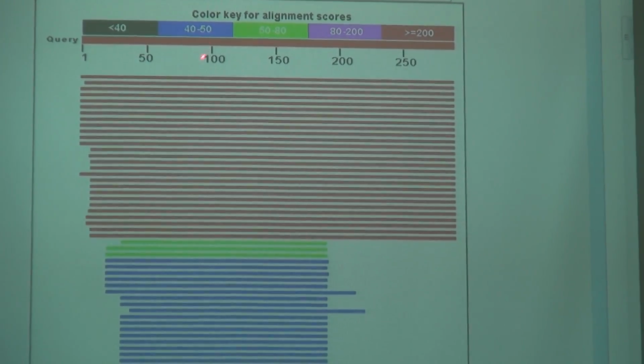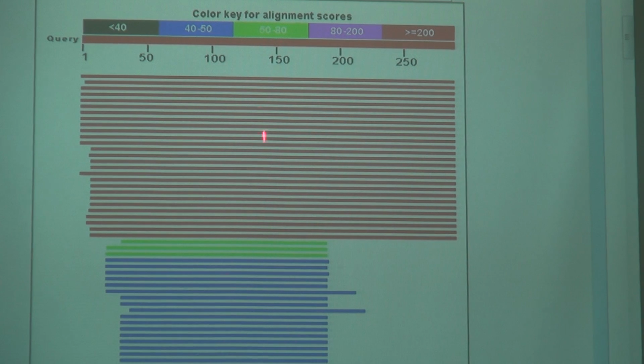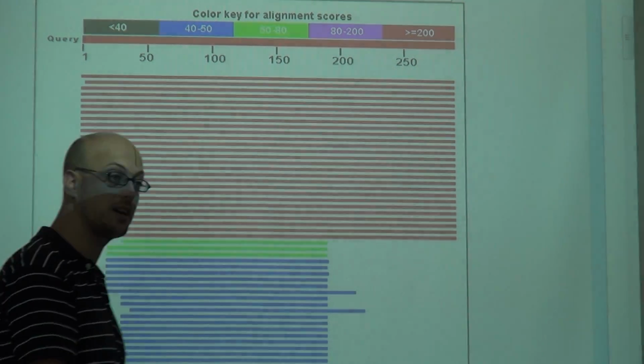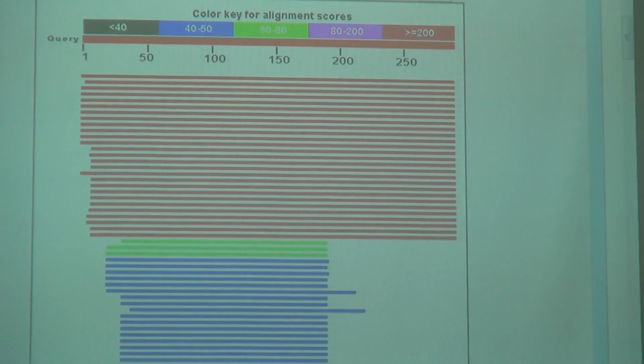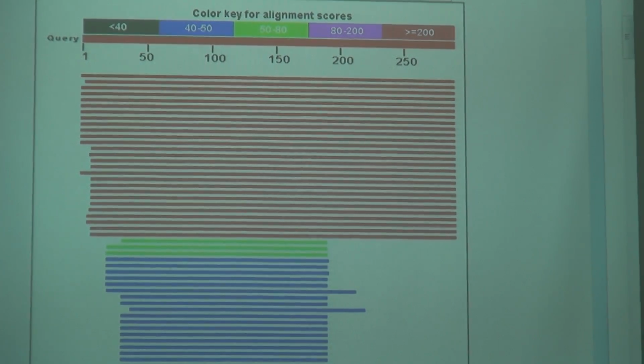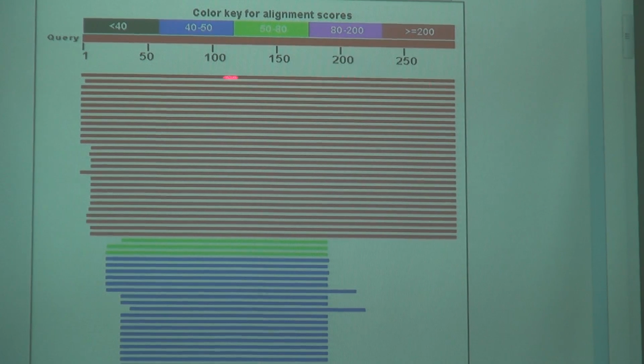So, the length of the hit tells us which areas of the hit are similar to our query, and the color tells us how similar it is. So, red is very similar, purple is less similar, green is less similar, blue is even less similar, and black is not similar at all, and white is completely different.